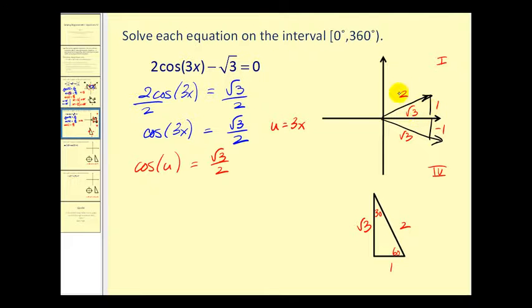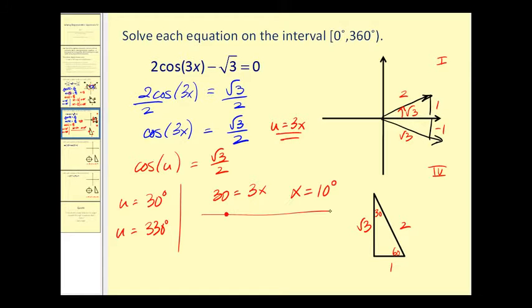Well, obviously the first one is 30 degrees, and the second angle would be 360 minus 30, or 330 degrees. Again, that's what u is equal to. We want to find the value of x. So using this equation now, we have 30 equals 3x. Dividing both sides by 3, we have x equals 10 degrees. And for u equals 330, we have 330 equals 3x. Dividing both sides by 3, x equals 110 degrees.